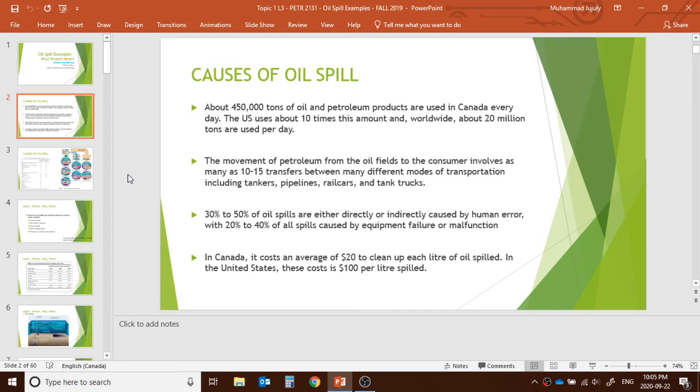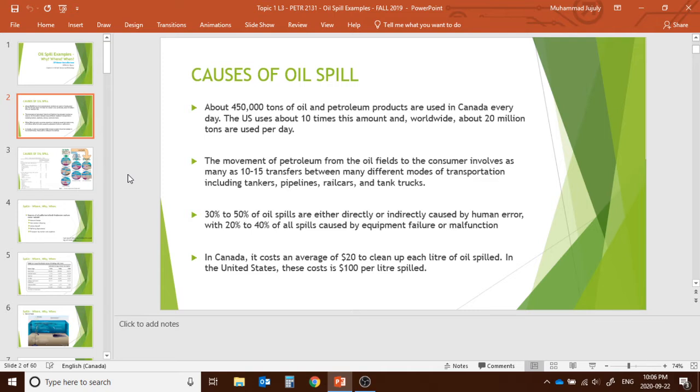About 450,000 tons of oils and petroleum products are used in Canada every day, and the US uses about 10 folds of that. And worldwide, we use nearly 20 million tons per day. And this is about the usage.